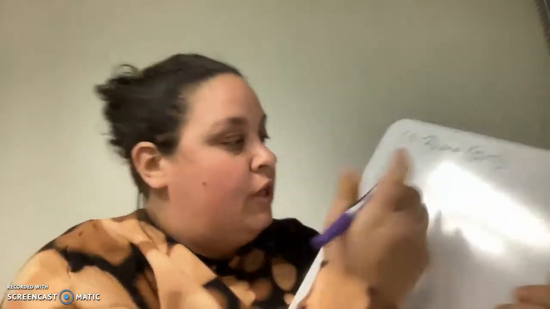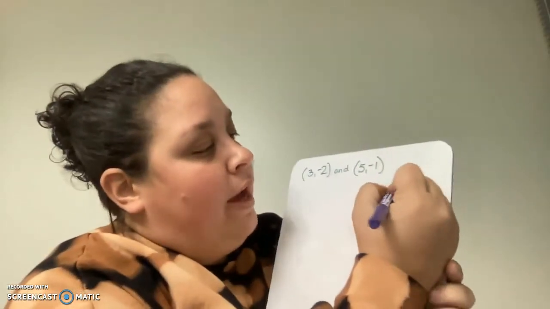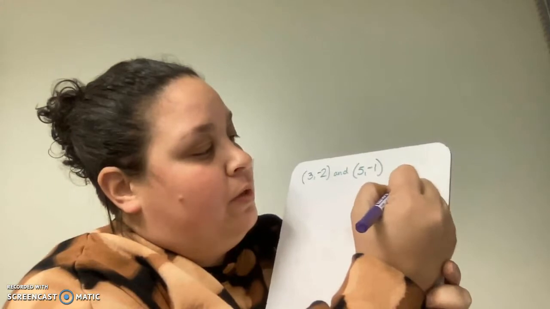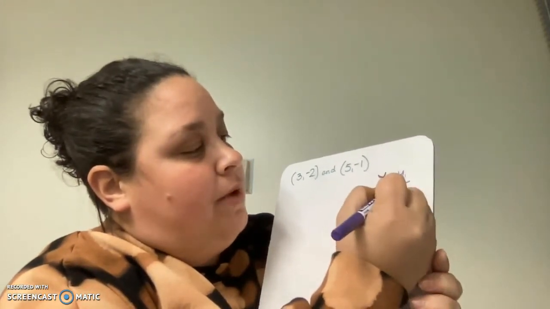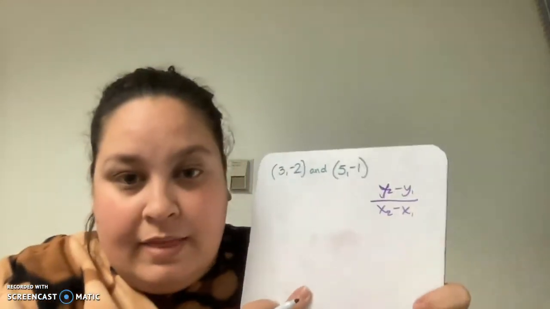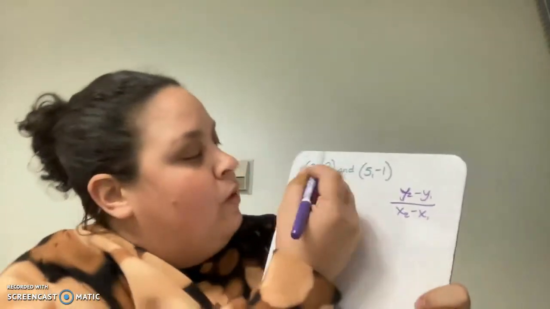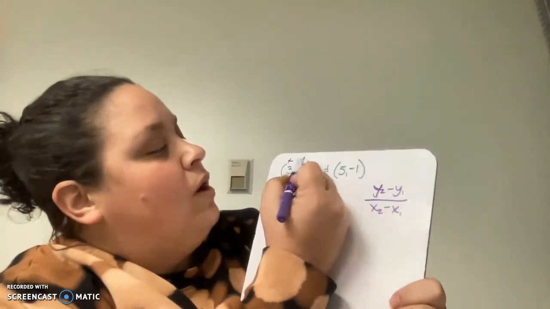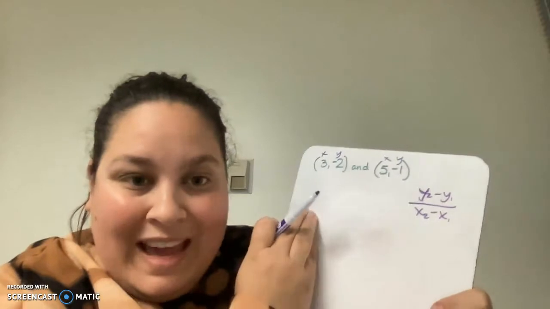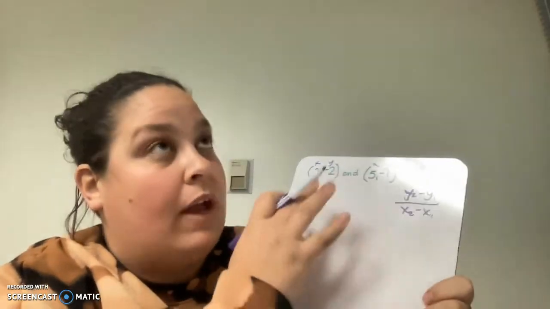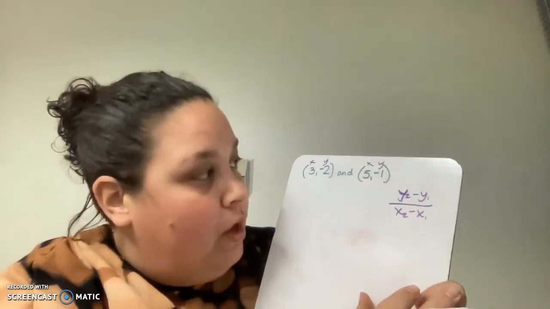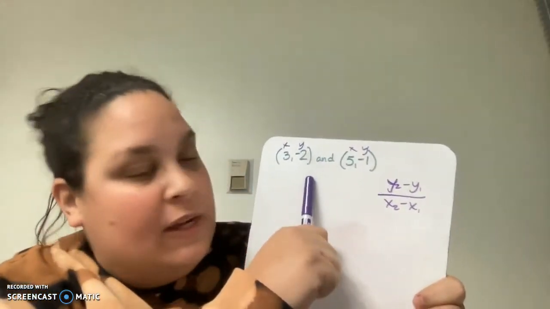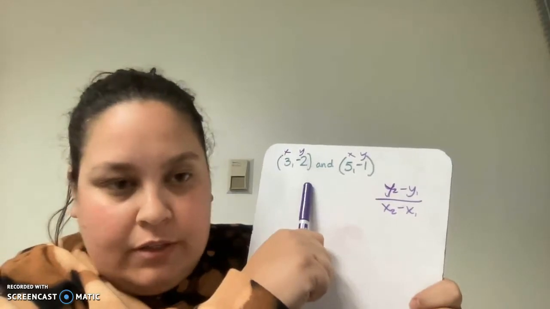So remember, we should have our equation y2 minus y1 over x2 minus x1. Again, this is how we're going to find our slope. Remember, we have an x and a y and an x and a y. It doesn't matter which one we make x1 and y1, or which one we make x2 and y2. Again, remember to pause the video and see if you can solve this first, or just go through the review.